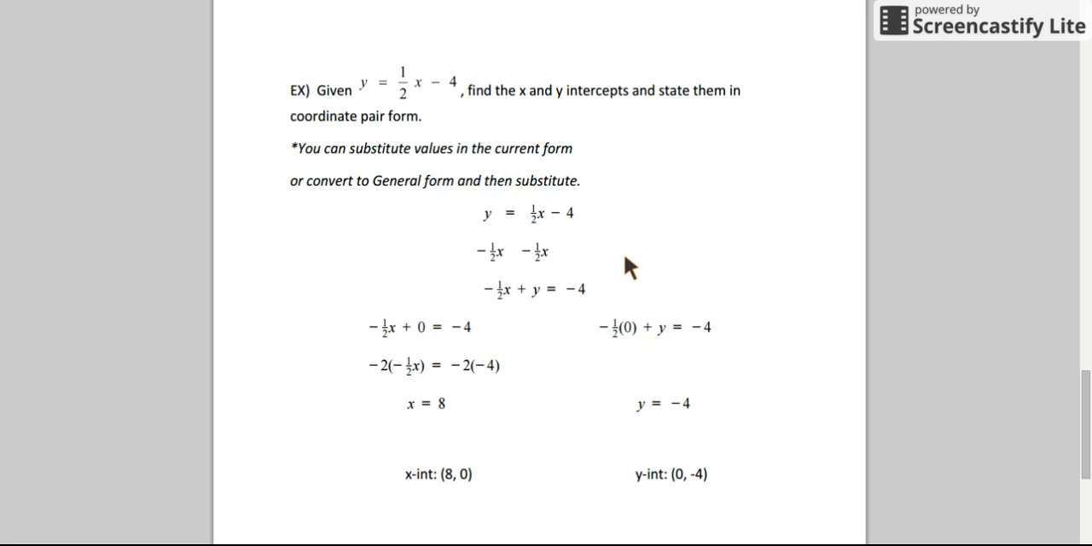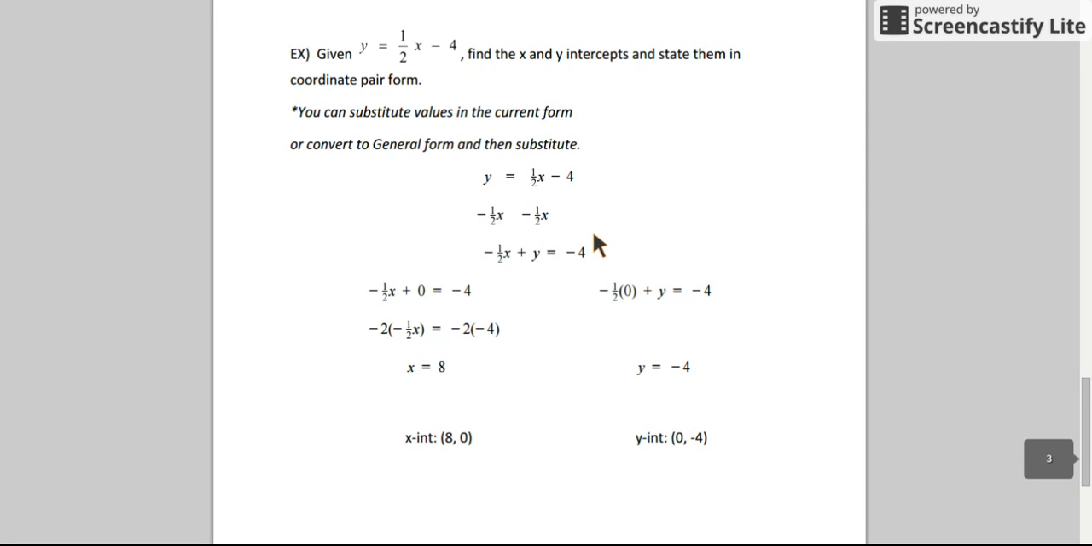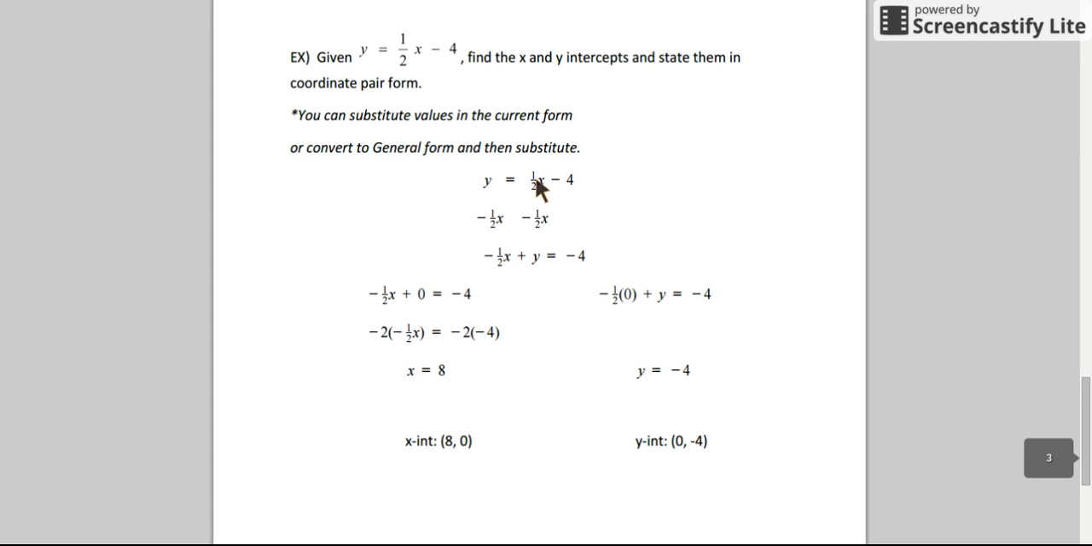So that's up to you, whether you want to use extra steps to put it in general form or use extra steps to solve for your intercepts. I chose to put it in general form in this example. So to do that, I just need my x's and y's on the same side. So I'm going to subtract my negative 1/2 x and move that term to the other side, and then put it in general form order.